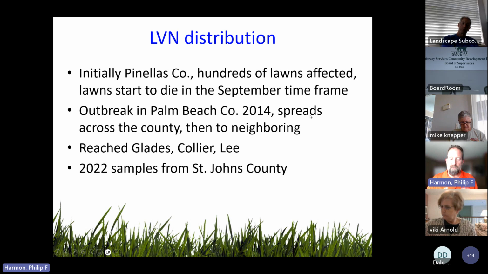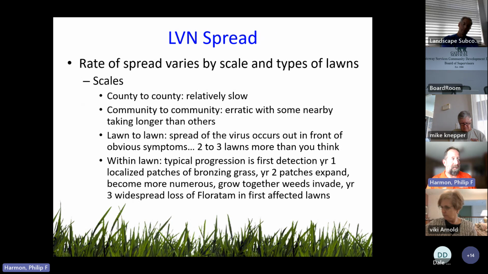Within Pinellas County, it spread much more slowly, and we think there's probably going to be a northern limit to where this virus will become extremely problematic, like it is in South Florida. We're still doing that research and making those observations. We did find it in St. Johns County in Ponte Vedra, up near Jacksonville, this last year. This was concerning, and we're trying to figure out where it came from and what we can do to prevent spread. Again, it's in high-end communities where we have excellent lawns, primarily of Floratam, very well maintained, that we're seeing most affected, the lawns becoming severely blighted and then having to be replaced.